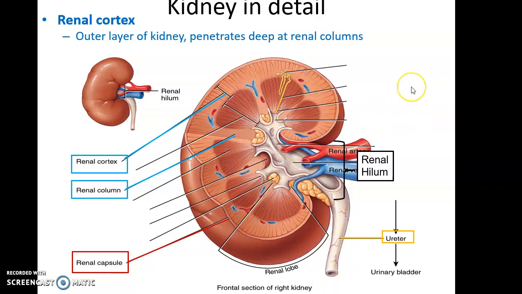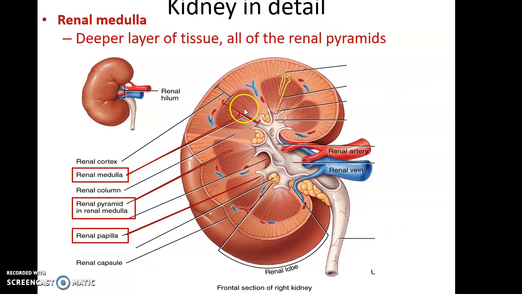Here's the ureter. Then we have this darker tissue. One single subunit of this darker tissue is called a renal pyramid. So this here is one renal pyramid. Here's another renal pyramid, another renal pyramid. If you add all the renal pyramids together, that is collectively known as the renal medulla. So all of the renal pyramids equal the renal medulla.